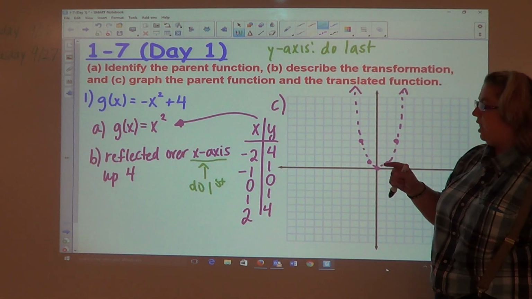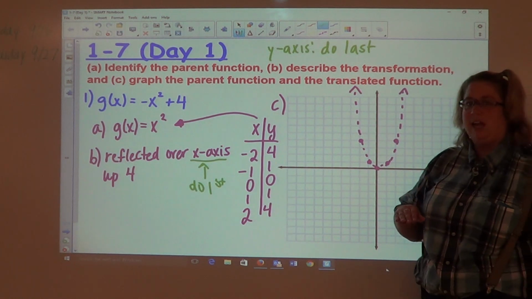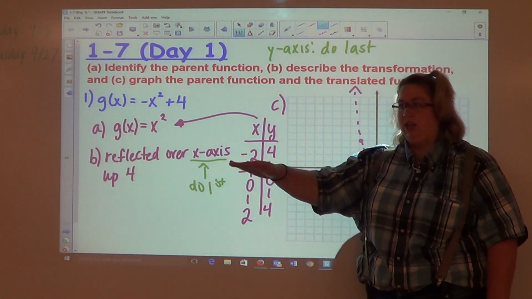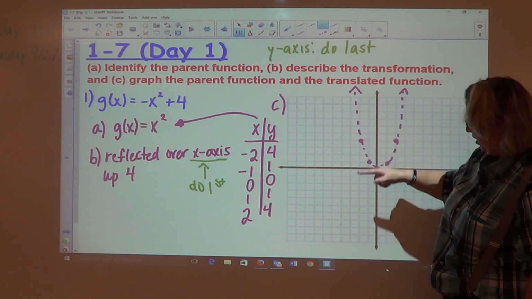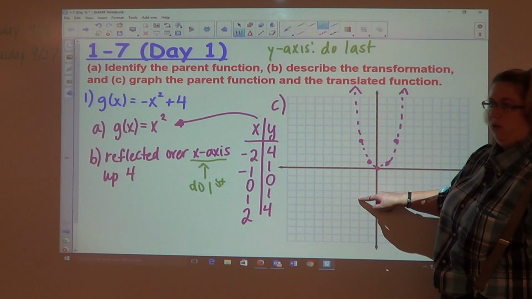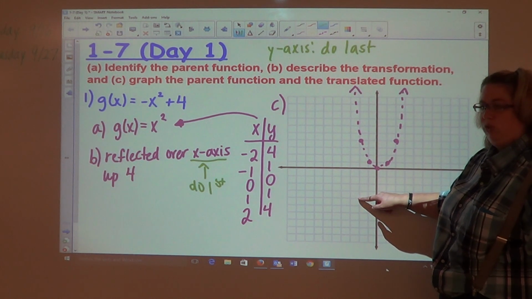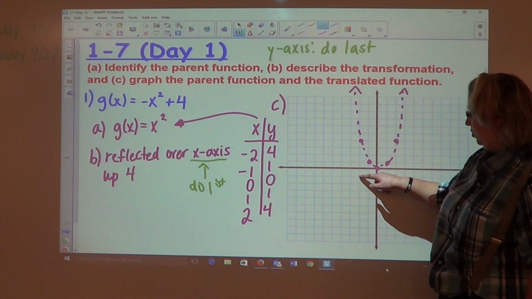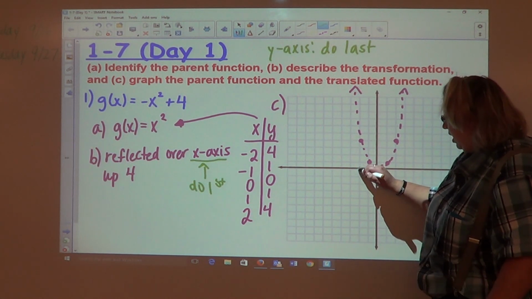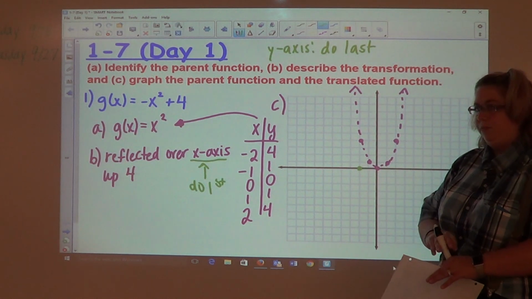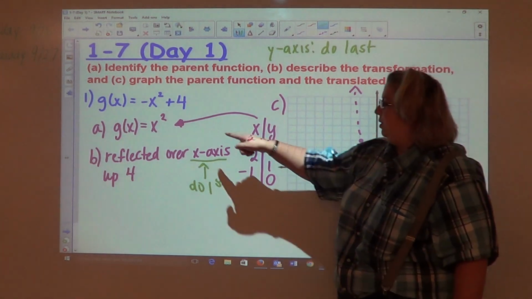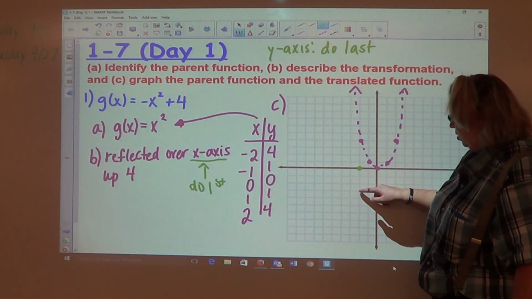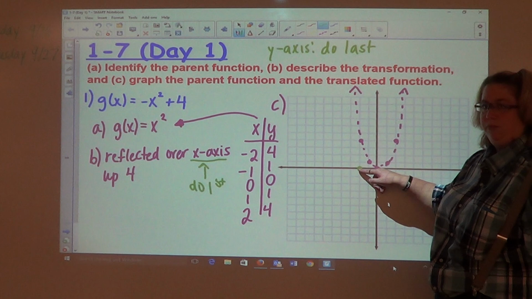Okay, so reflect over the x-axis comes first. Which one's your x-axis? Okay, it's your horizontal one. So if I reflect this, I'm now down here. And then what do I have to do also with that point? You have to go up 4. So 1, 2, 3, 4. So that's really going to be right here. So we reflected it, then it says we have to go up 4. So 1, 2, 3, 4 puts me right here.